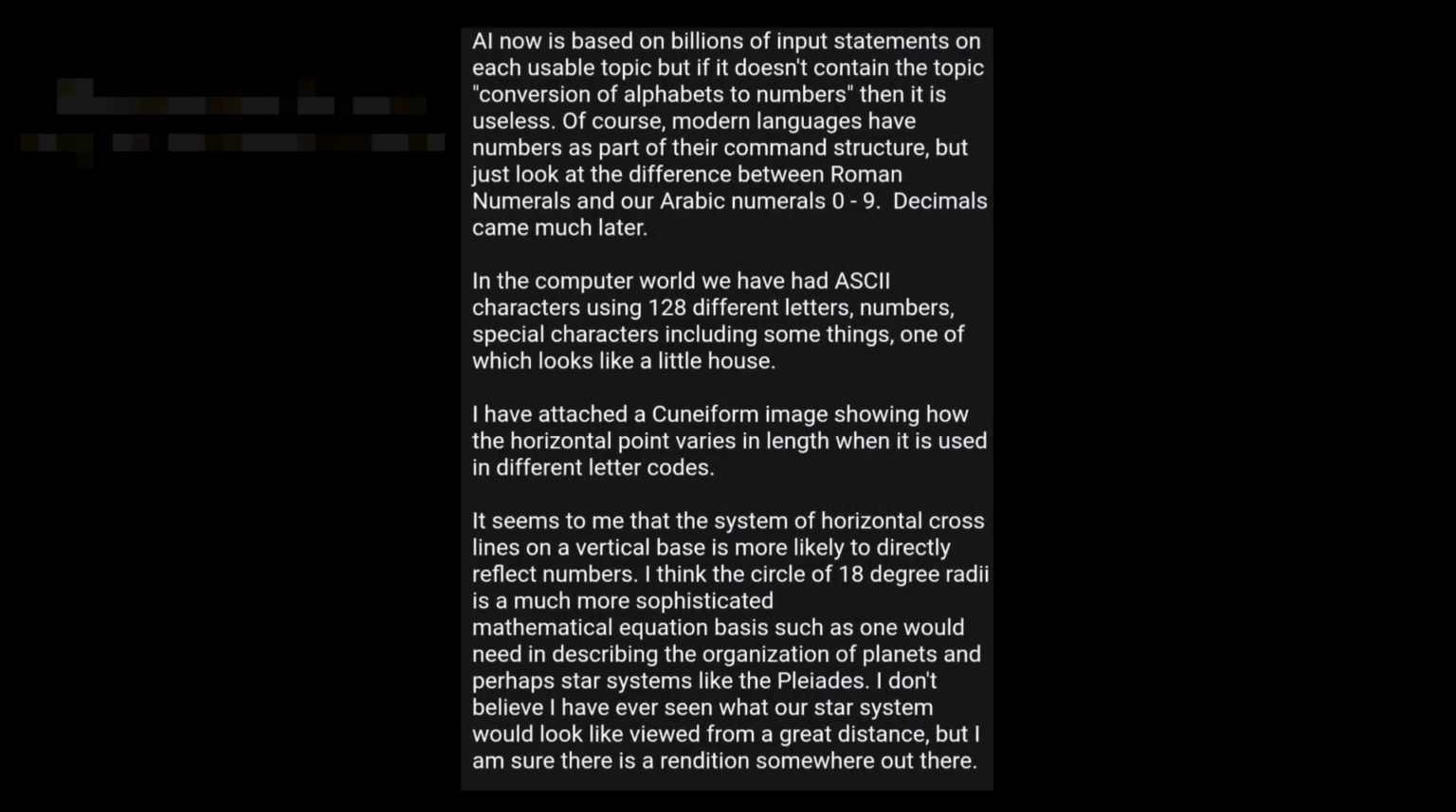AI is now based in billions of input statements on each usable topic, but if it doesn't contain a topic conversion of alphabets to numbers, then it is useless. Of course, modern languages have numbers as part of their command structure, but just look at the difference between the Roman numerals and our Arabic numbers, 0 through 9. Decimals came much later. In the computer world, we have ASCII, characters using 128 different letters, numbers, and special characters, including some things, one of which looks like a little house. I have attached a cuneiform image showing how the horizontal points vary in length when used in different letter codes. It seems to me that the system of horizontal cross lines on a vertical base is more likely to directly reflect numbers. I think of a circle of 18-degree radii as a much more sophisticated mathematical equation basis, such as the world would need in describing and organizing the planets and perhaps star systems like the Pleiades. I don't believe I have ever seen what our star system would look like if viewed from a distance, but I am sure there is a rendition of it somewhere out there.